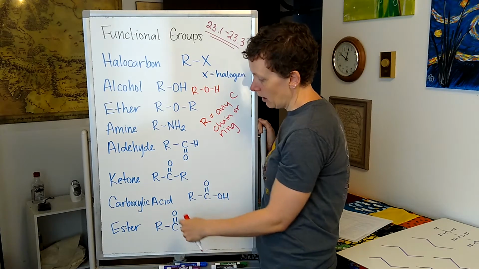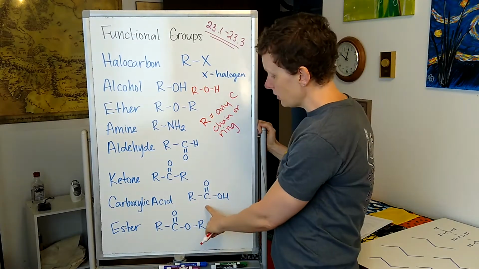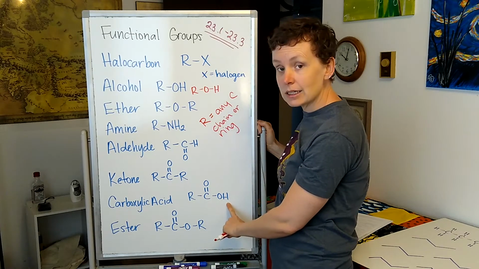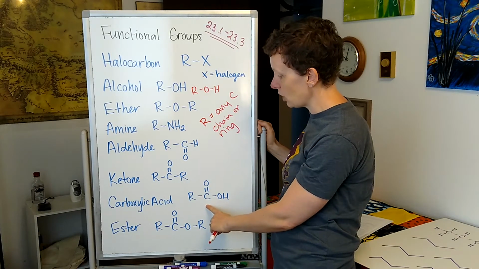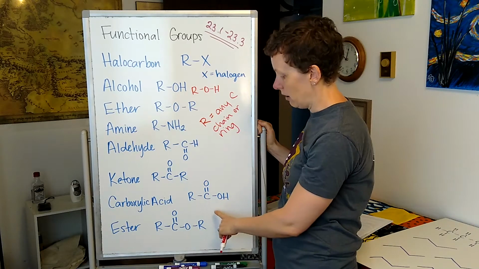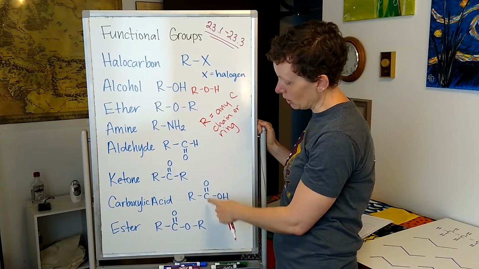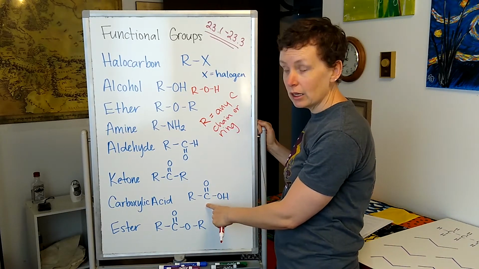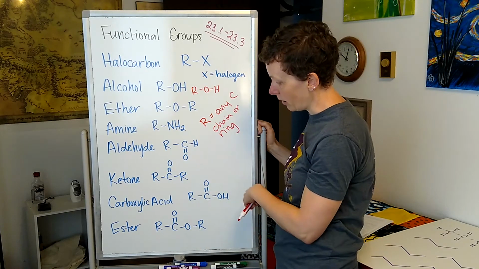So it has to be a middle carbon in the chain or in the ring that has a double bonded oxygen. Okay, carboxylic acid also has that double bonded oxygen and it has an OH. So this is kind of a combination of a ketone and an alcohol, okay? So you have that double bonded oxygen and an OH on the same carbon. So carboxylic acid, that's our carboxyl group.